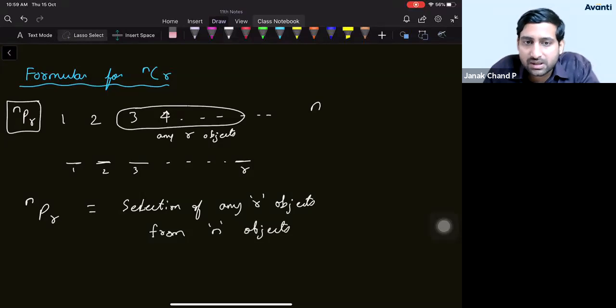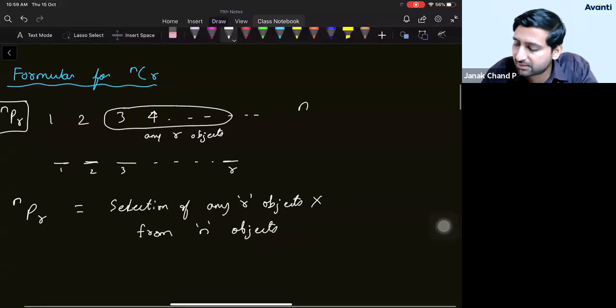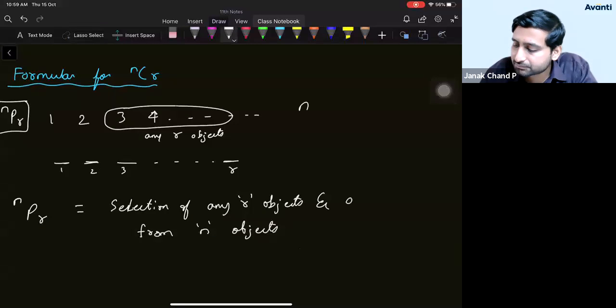Now, after this first step, I should choose any R objects because there are more than R. After I choose any R objects, those R objects should be put in R positions. We all know that R objects can be arranged in R positions in R factorial ways. So I should do this. This is the first step. After this, arrange those R objects in R positions.